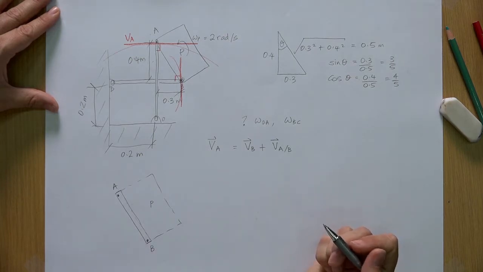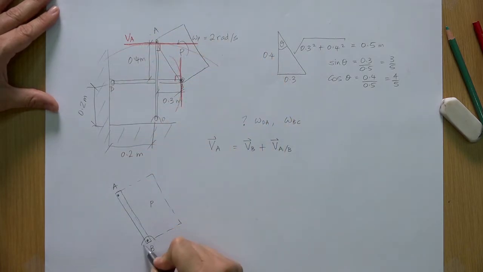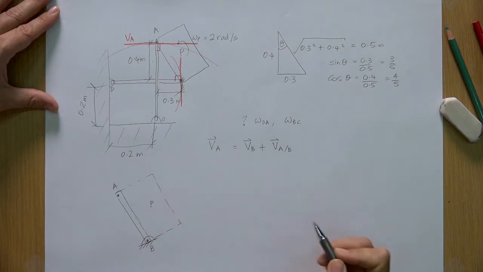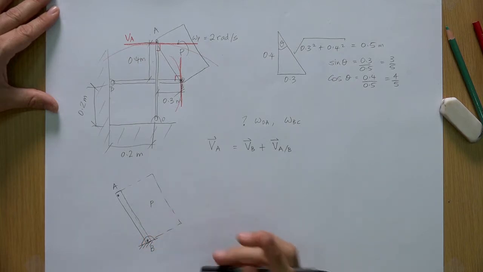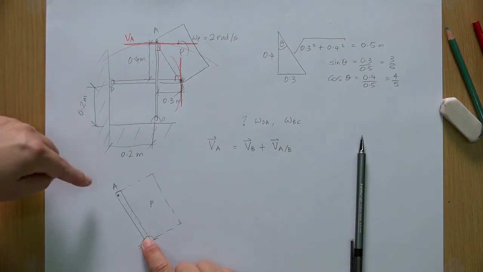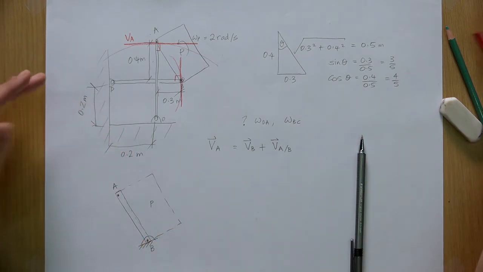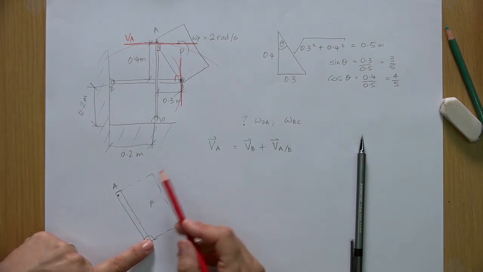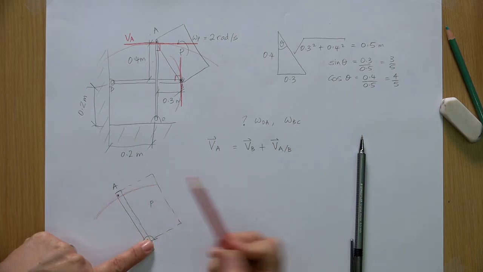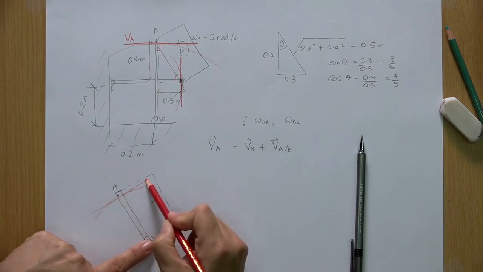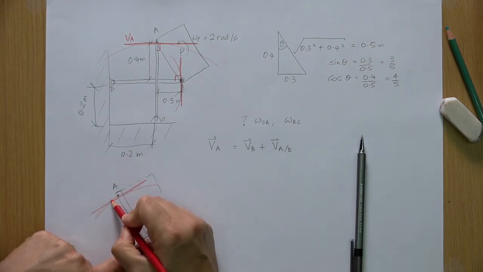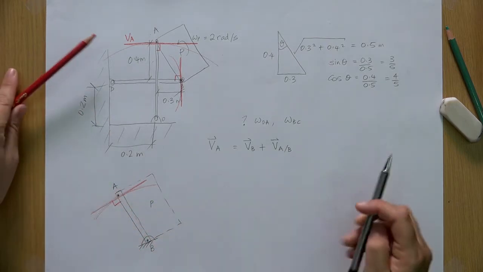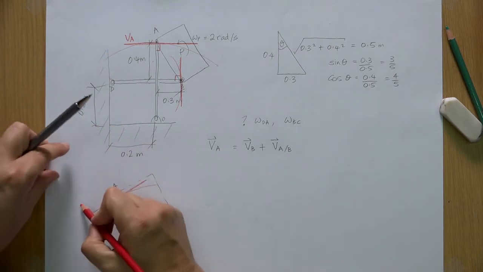When I think about the velocity of A relative to B, I take that link out of the system and I pretend that point B is fixed. Point B does not move. Then we see that point A is moving relative to point B in a circle around B, perpendicular to this link. Okay, that's very strange.